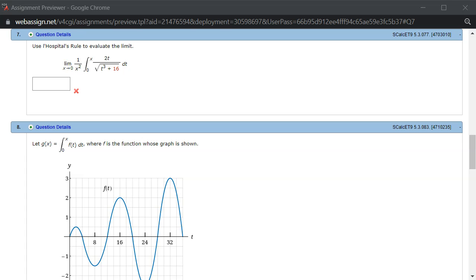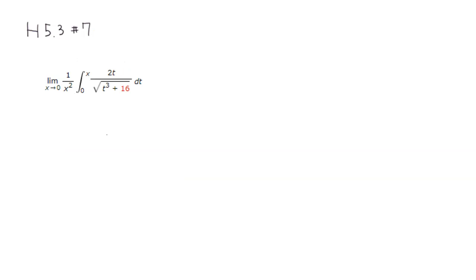All right, let's look at homework 5.3, problem number 7. Let's evaluate this limit using L'Hopital's rule. First, I'm going to write it in a fractional form.